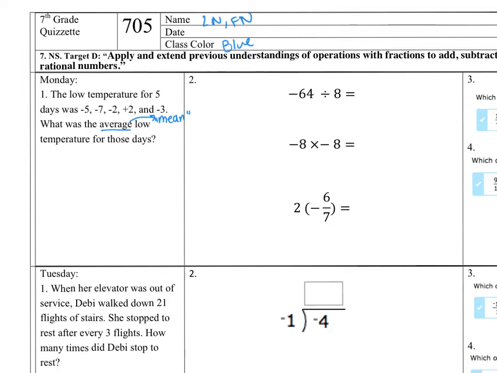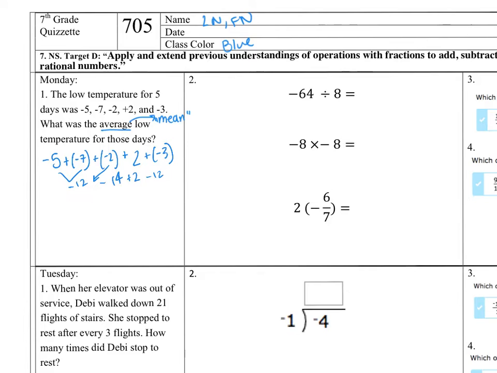So you would get -5 plus -7 plus -2 plus 2 plus -3. So add all those together. This is -12 plus -2 is going to be -14 plus 2, that's going to be -12 minus 3. I'm sorry if this work seems sloppy. I'm trying to combine it. Hopefully you guys can make sense.